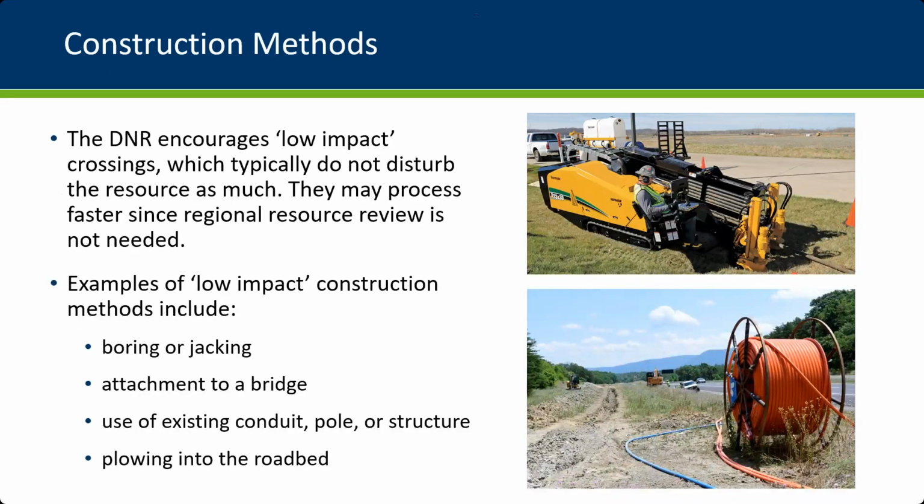Construction methods. The DNR encourages low-impact crossings, which typically do not disturb the resources as much. Applications may be processed faster since regional resource review is generally not needed. Examples of low-impact construction methods include boring or jacking, attachment to a bridge, use of an existing conduit, utility pole, or structure, and plowing into the roadbed.